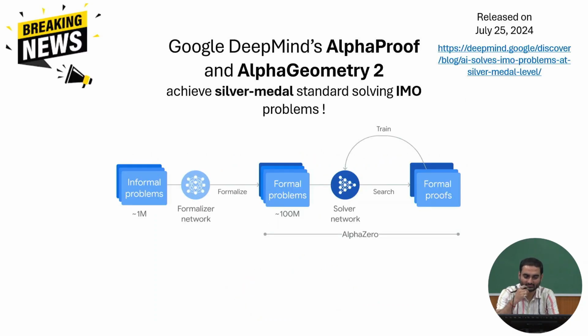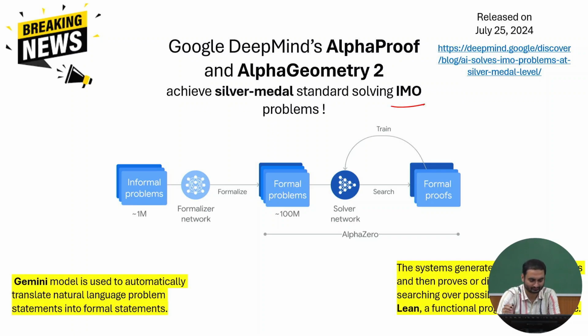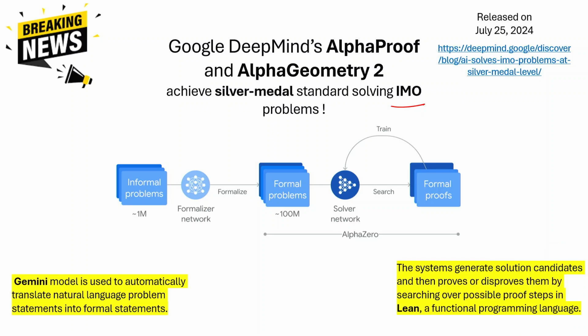Okay, but first things first, as usual, breaking news. On July 25th, Google DeepMind announced that their AlphaProof and AlphaGeometry 2, which are empowered by Gemini, have a great reasoning ability. They perform significantly well in International Math Olympiad questions, and they claim that out of the 6 questions that are usually given to students who appear for the Math Olympiad, this model solved 4 questions.